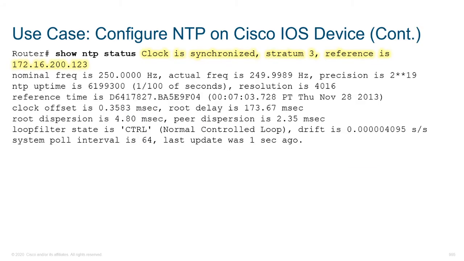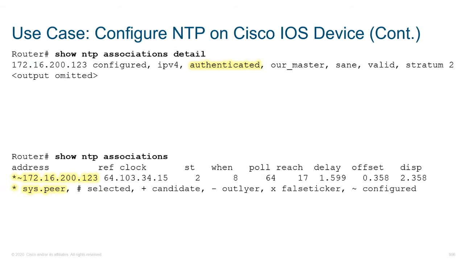After we've gotten all that set up, we just want to do our show ntp status, and make sure that your clock is synchronized. You can also see what the stratum is. You can see what the reference IP is, so what is the IP address of the server. And we can also do a show ntp associations detail to see if we are using authentication and if we are currently authenticated.